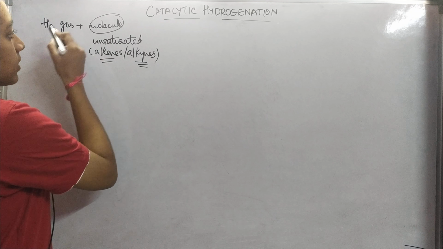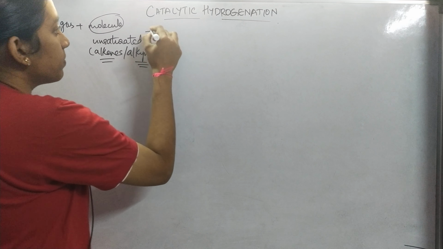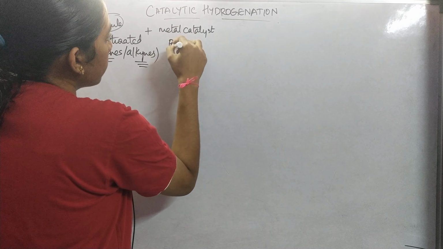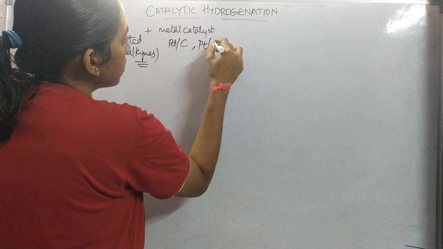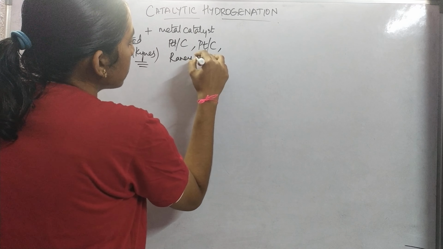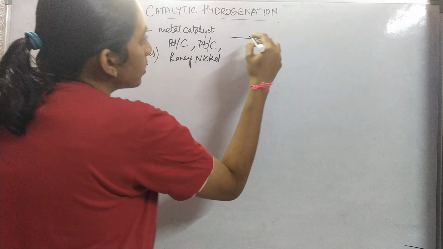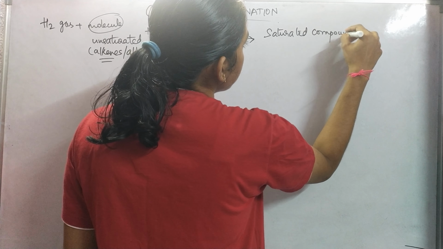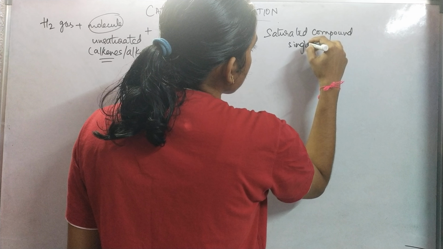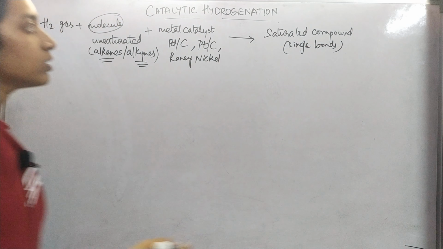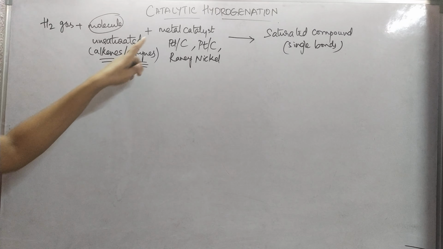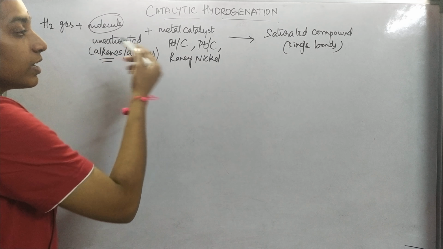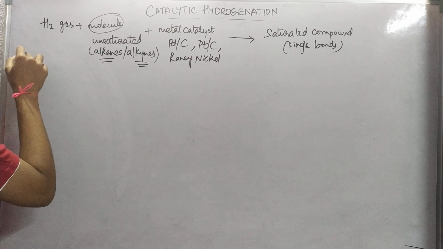So whenever hydrogen gas is added to such unsaturated compounds in the presence of a metal catalyst, which will be palladium on carbon or platinum on carbon or Raney nickel, the product formed will be a saturated compound where only single bonds are present. This is called catalytic hydrogenation. Usually in catalytic hydrogenation, we use these metal catalysts with high pressure of hydrogen gas and high temperature. Let us see an example.